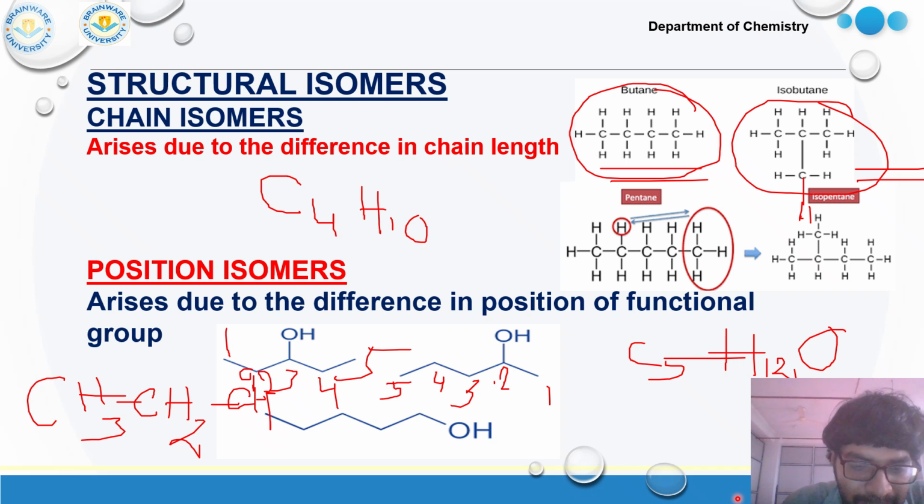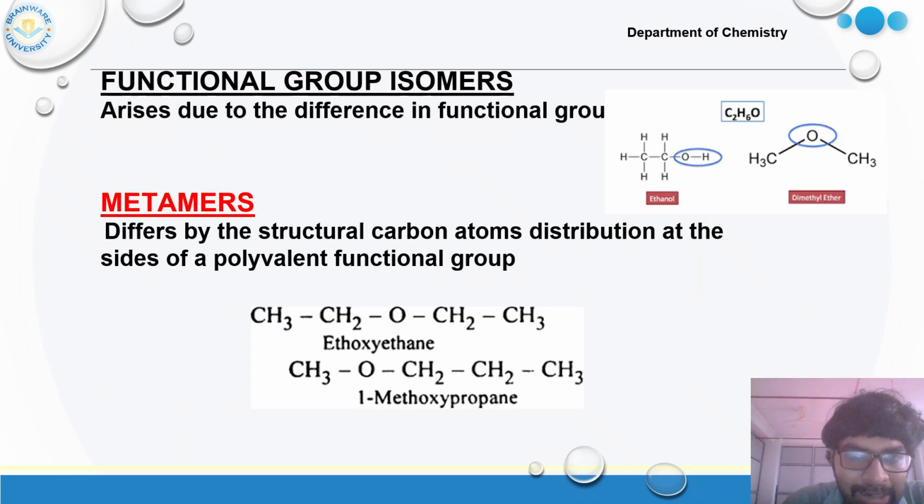Next we are proceeding to functional group isomers. We are taking an example already: CH3, CH2OH and CH3O, CH3. So their molecular formula is C2H6O. In the first one, what is the functional group? OH. In the second one, what is the functional group? O. So their functional groups are different. Their molecular formula is the same, but the functional group is different. So these three structural isomer types are in your syllabus.